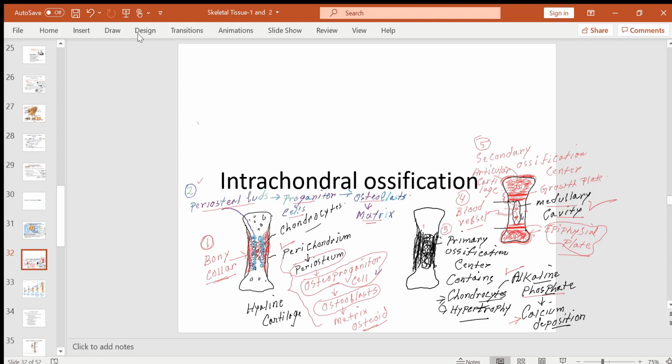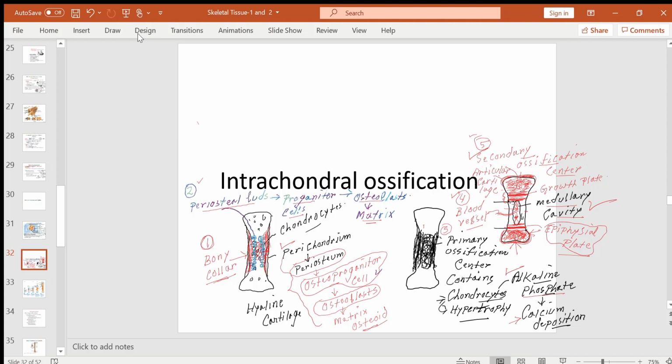And then in the next step, a blood vessel will penetrate into the bone, into the medullary cavity, and will branch inside it. And in the last step, two more ossification centers will be formed at the ends. One is here and another is here. These are called the secondary ossification centers. The chondrocytes here will produce alkaline phosphatase and calcification will occur. So that's how at the ends the cartilage will become bone.